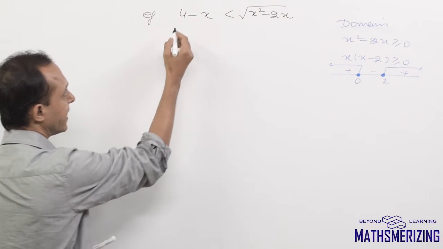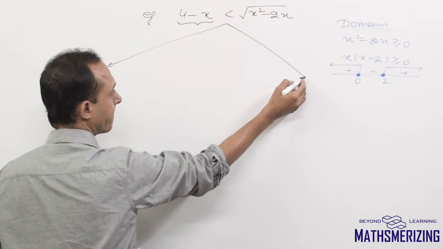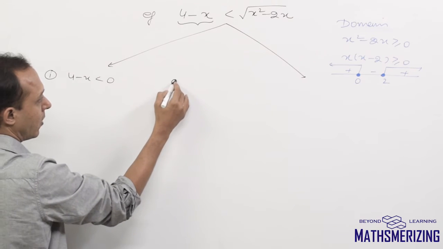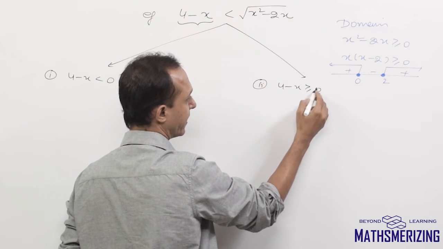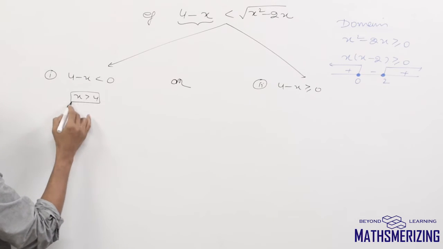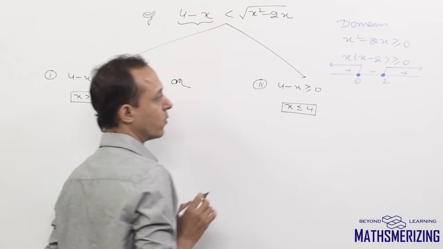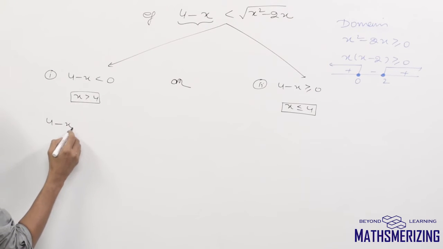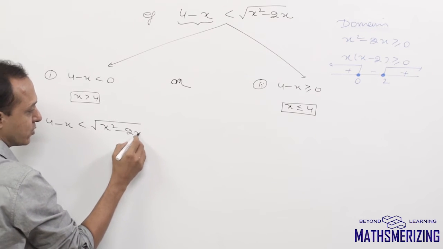Now again, since I have this polynomial expression, I'll take two separate cases. Case 1, when 4 minus x is less than 0, or case number 2, when 4 minus x is greater than or equal to 0. That is, when x is greater than 4, or when x is less than or equal to 4. Now, when I look at the first case, I'll write 4 minus x is less than under root of x square minus 2x.